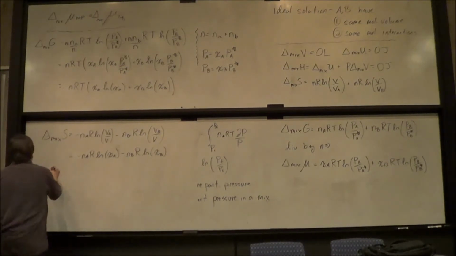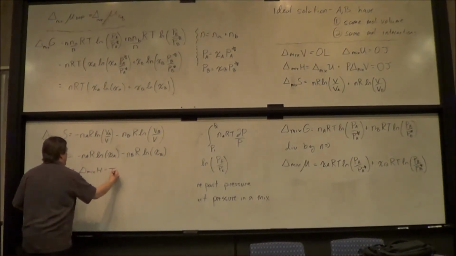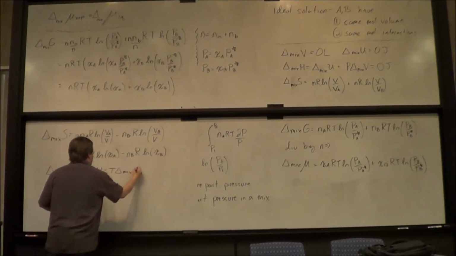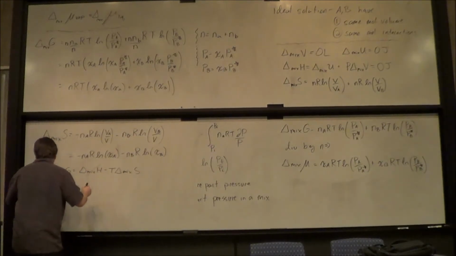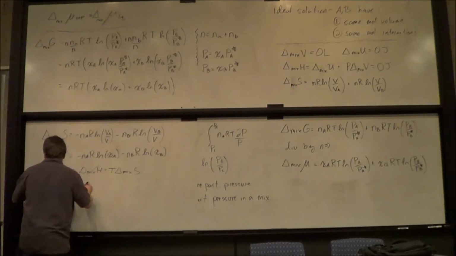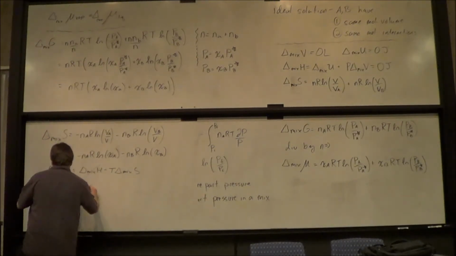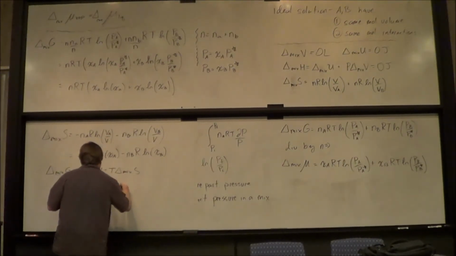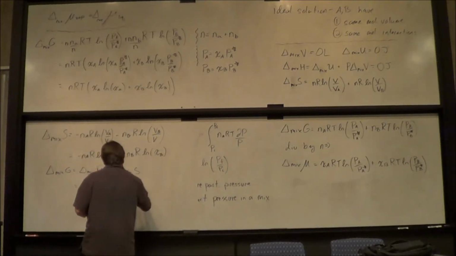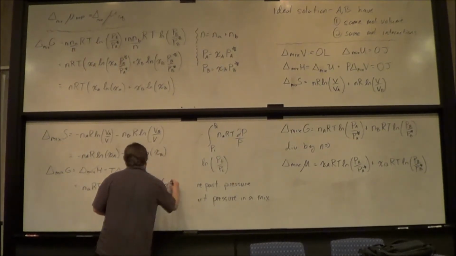Okay, so now delta G is delta mix H minus T delta mix S. All right, we already said that guy's 0. And so I multiply this by T. And I've got delta mix G is now n sub A RT ln chi sub A plus n sub B RT ln chi sub B.